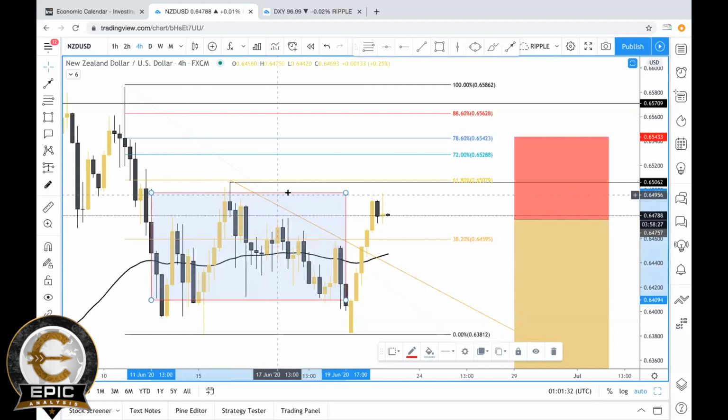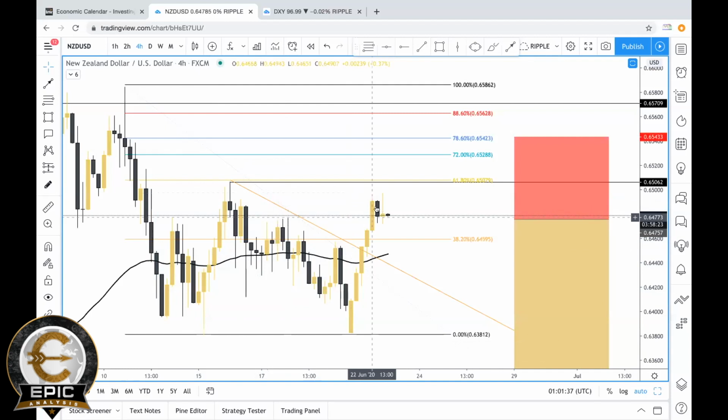So seeing this breakout or this move to the upside isn't surprising because of this low liquidity level right here. So now what I'm going to be looking for is, right now the market is looking like it's finding resistance just shy of 0.65. So from here, I'm going to be looking to see if the market is going to hold.